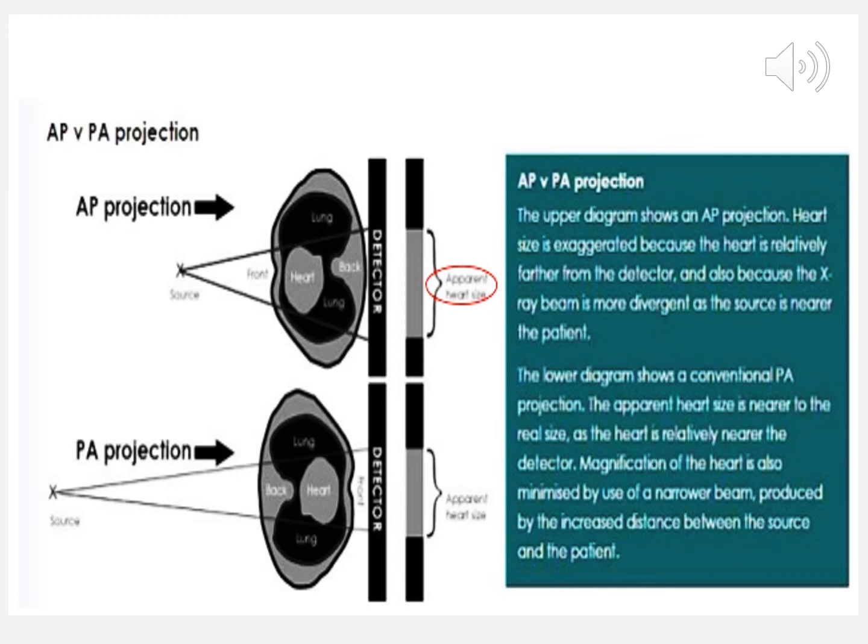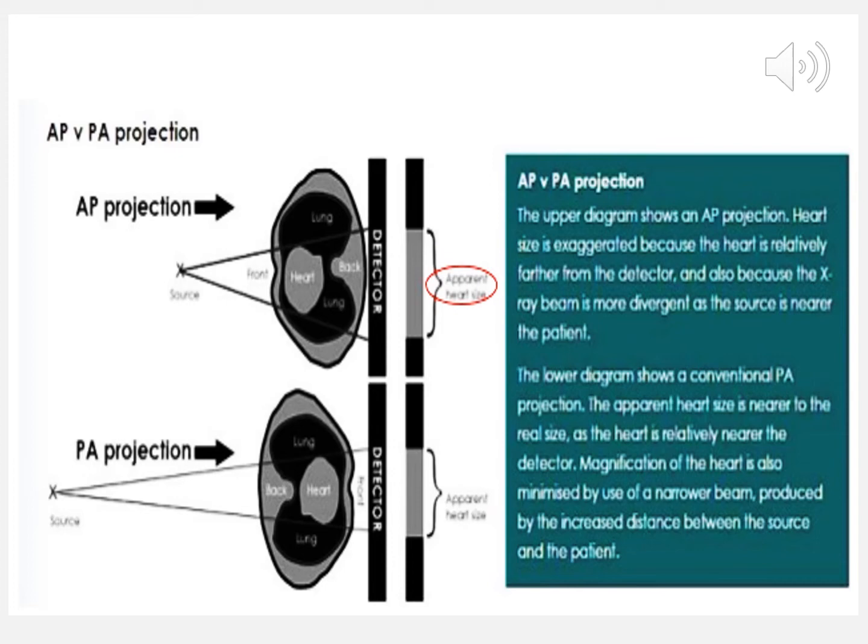Okay, so a lot of talking on this slide. Read it, turn the audio off, read over these diagrams, try to understand this, but then turn it on and listen to me speak. So this is an AP versus PA projection. So the top is an anterior posterior projection.